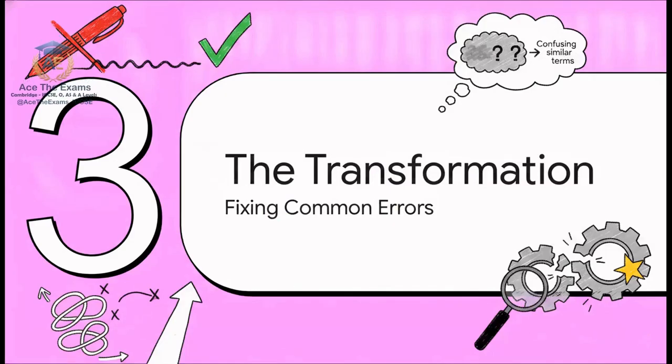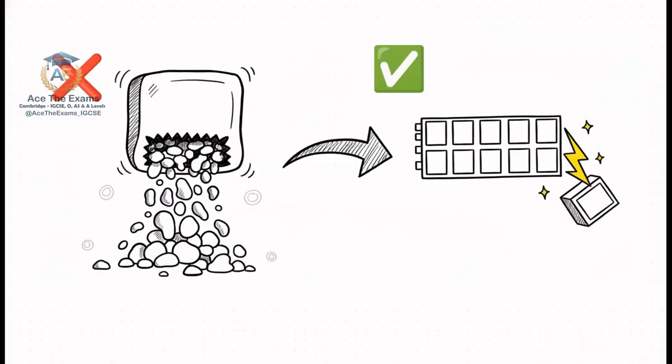Section 3, the transformation, securing the green check marks. Let's break down a classic fatal mistake I see all the time. The before answer simply says, memory gets full. This fundamental misunderstanding costs so many marks because it confuses general memory with a specific register. Now listen to this after rewrite.